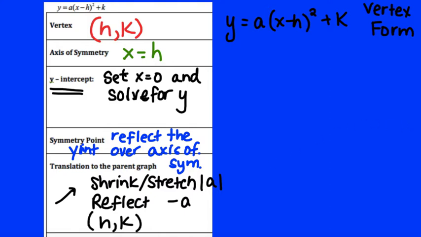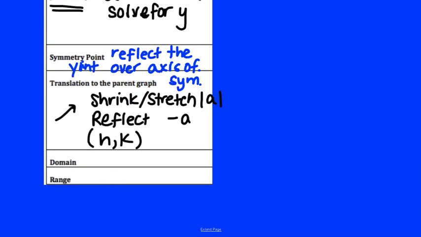All right, the domain, again, we've talked about this regularly. There's no limit as to what you're allowed to input into the equation. So the x's are unlimited, which means all real numbers. We write that as negative infinity to infinity. And the range, we always look at the y coordinate of the vertex. So it's either k to infinity. If it opens down, it's going to be negative infinity all the way to k, and hard bracket because it will include that y coordinate of the vertex.